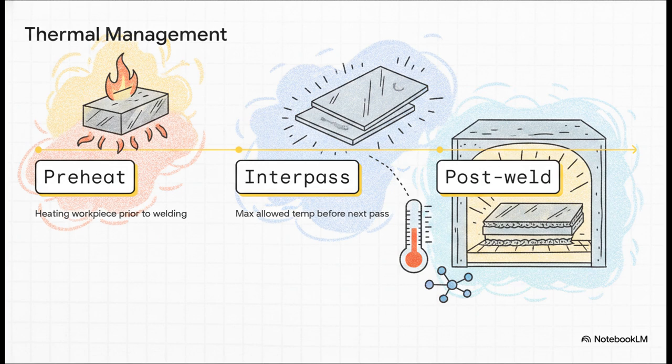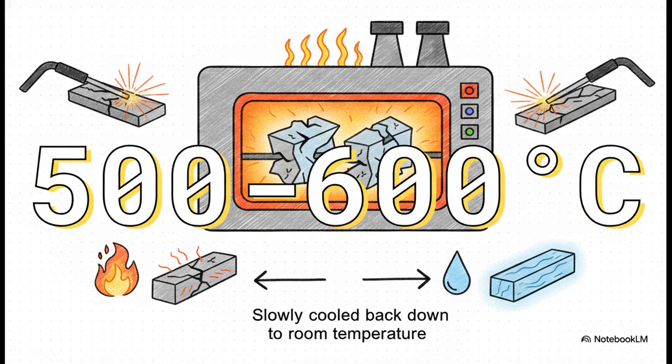First up is the preheating temperature. This is where you heat the raw metal up before you even strike an arc, which is absolutely crucial for preventing sudden cracks. Then, if you're laying down multiple passes of weld, you've got to watch your inner pass temperature. That's the strict thermal limit you have to stay under before you can add the next layer. And finally, there's post-weld heat treatment, which is basically the aftercare required to make sure you get the correct final metallurgical properties. And let me tell you, the scale of this heat treatment is massive.